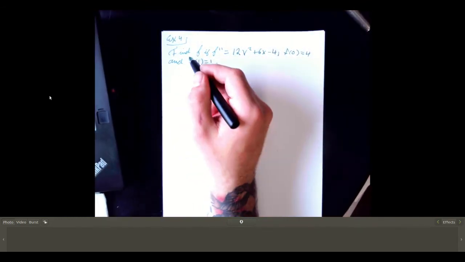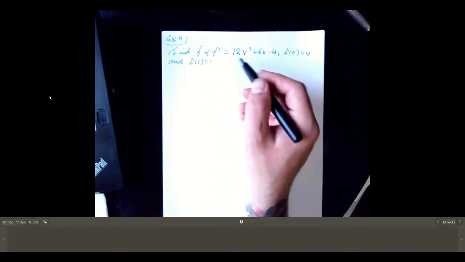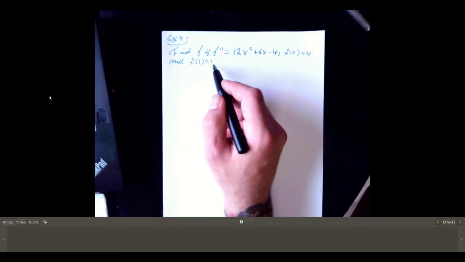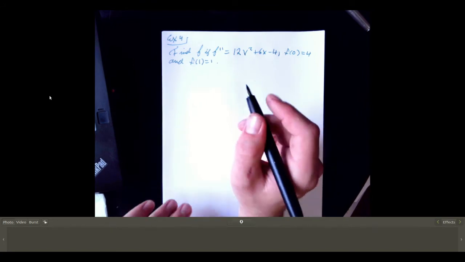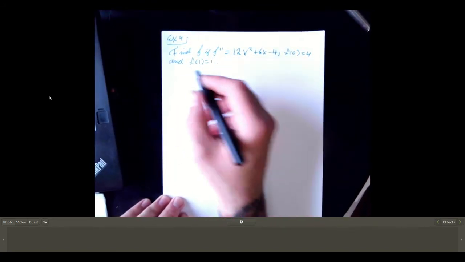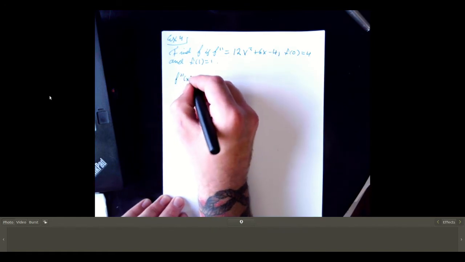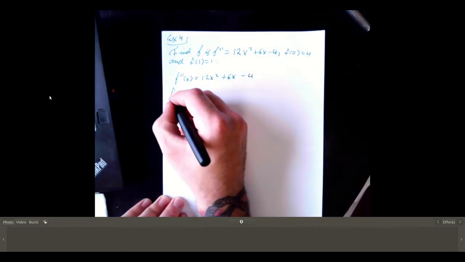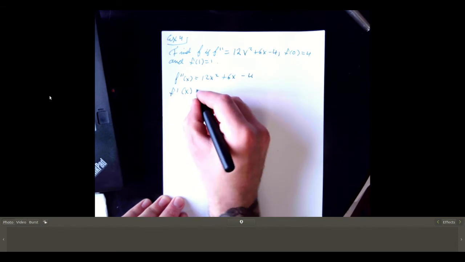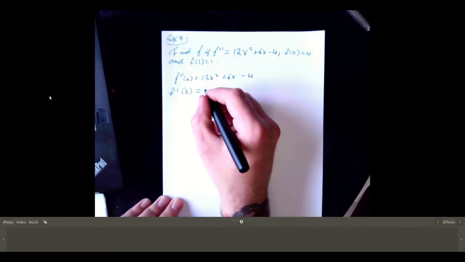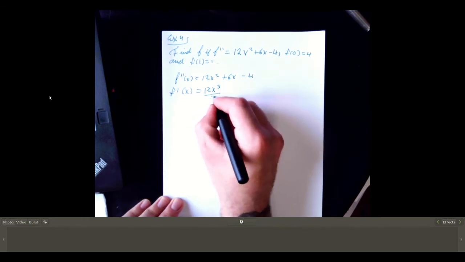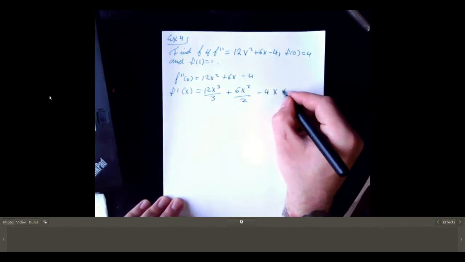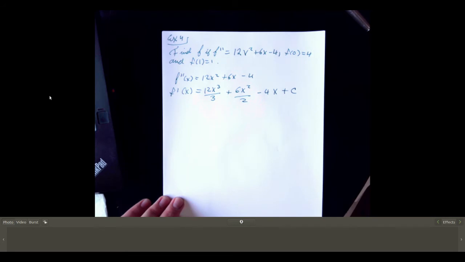So for example 4, we want to come up with some function whose second derivative is equal to 12x squared plus 6x minus 4, and where f of 0 is equal to 4 and f of 1 is equal to 1. Perfect. So first off, let's come up with the first derivative of f. If f double prime of x is equal to 12x squared plus 6x minus 4, well, the first derivative of f has to be equal to, and I'm going to do this one a little faster, 12x cubed divided by 3 plus 6x squared divided by 2 minus 4x plus some constant. Okay? One a little faster.